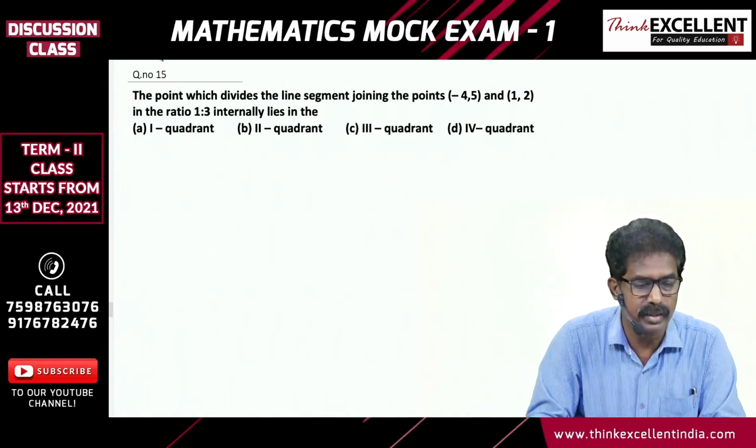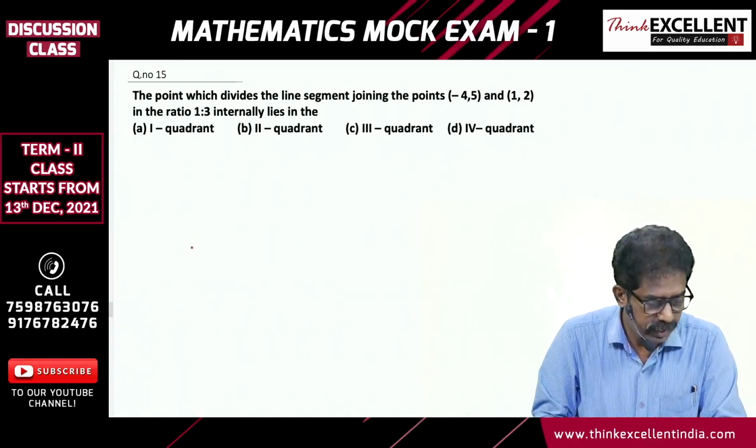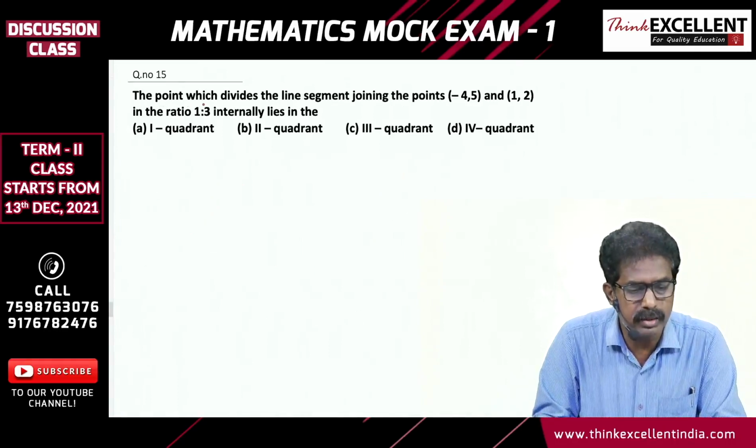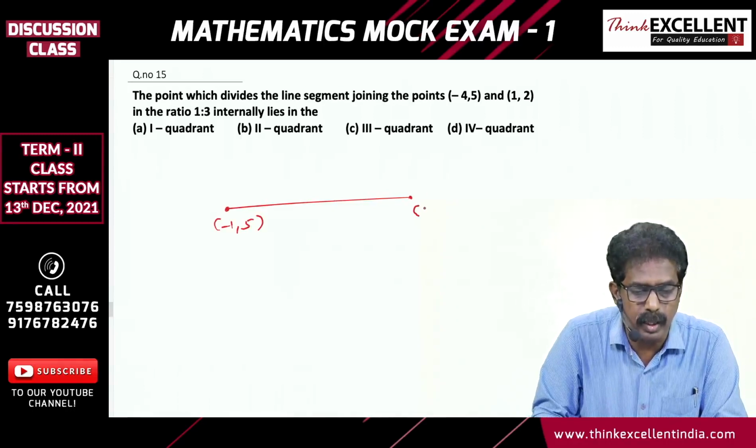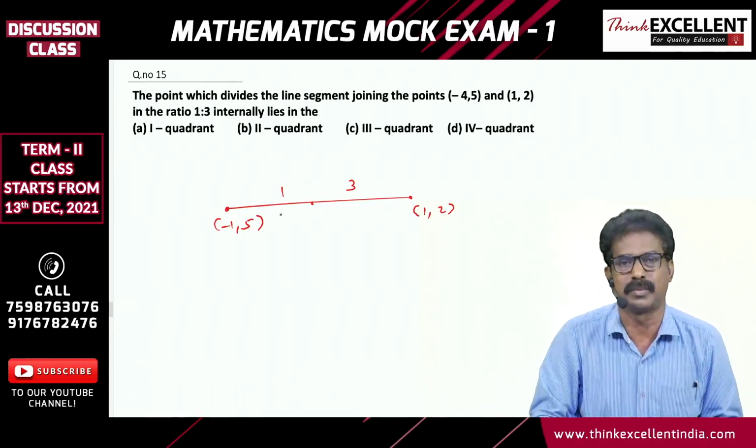Question number 15. The point which divides the line segment joining two points, the first point is (-1, 5) and the second point is (1, 2), in the ratio 1:3. Very simple one, right? 1:3. We have to use the section formula.